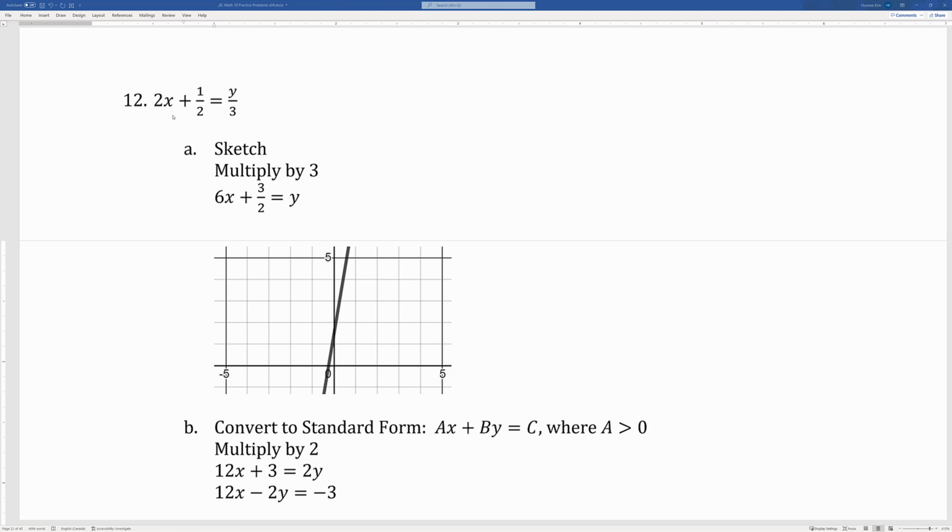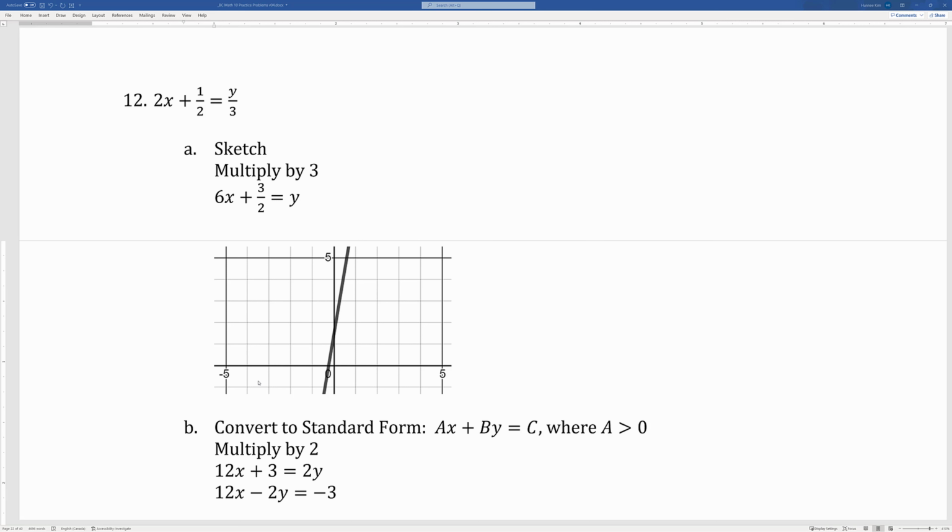Let's sketch 2x + 1/2 = y/3. We can do so by multiplying both sides by 3. And we now recognize that y/3 becomes y, 2x times 3 is 6x, and 1/2 times 3 is 3/2. We have the slope of 6 and a y-intercept of 1.5. Here's the graph. There's a point here, and this line is quite steep.